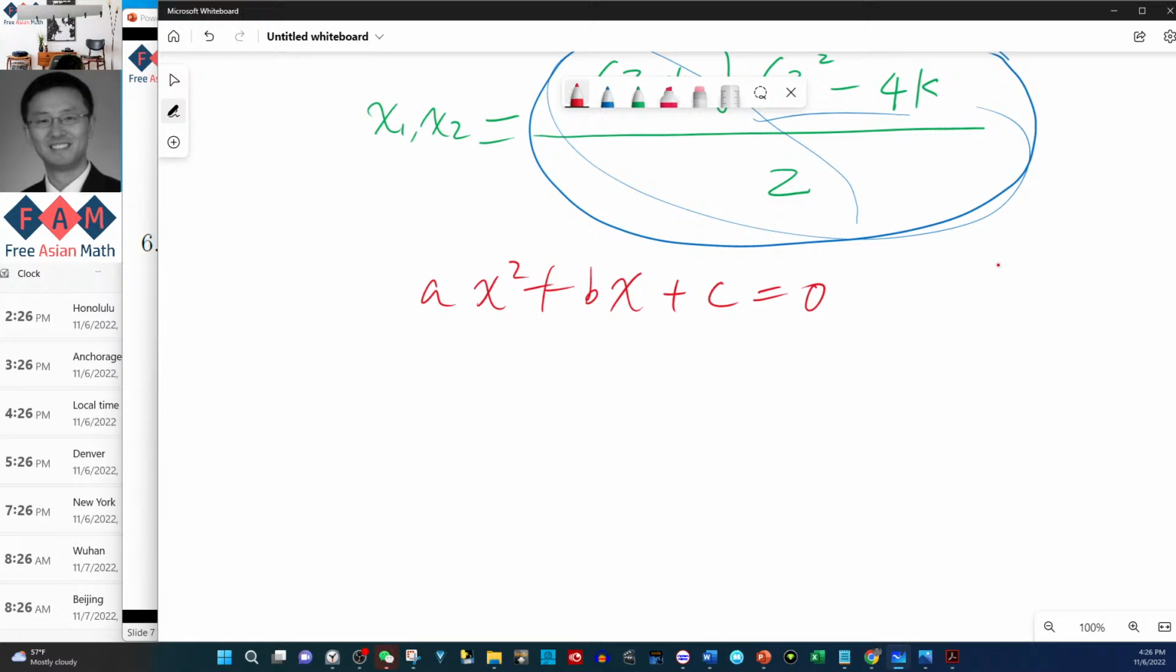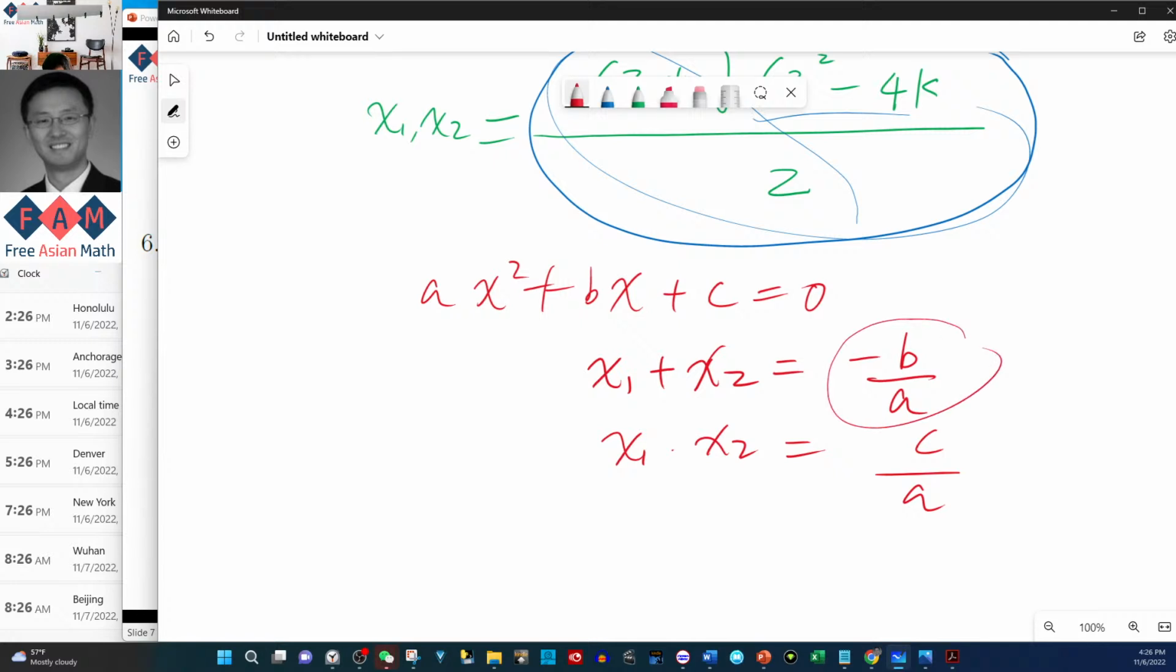But regardless of what happens here, there's a pair of relationships: x1 plus x2 equals negative b over a, and x1 times x2 equals c over a. This is the relationship between the two roots of any quadratic equation. The sum of the two roots is always equal to negative b over a, and the product of those two is always c over a.